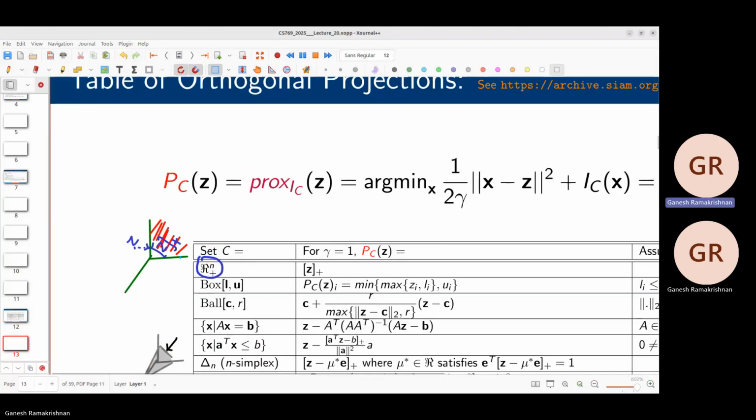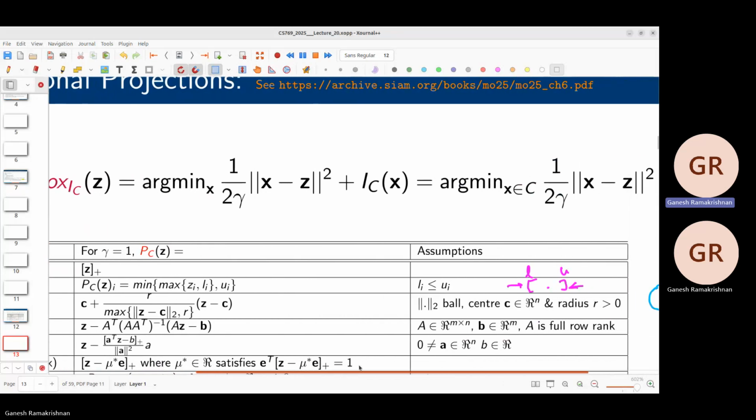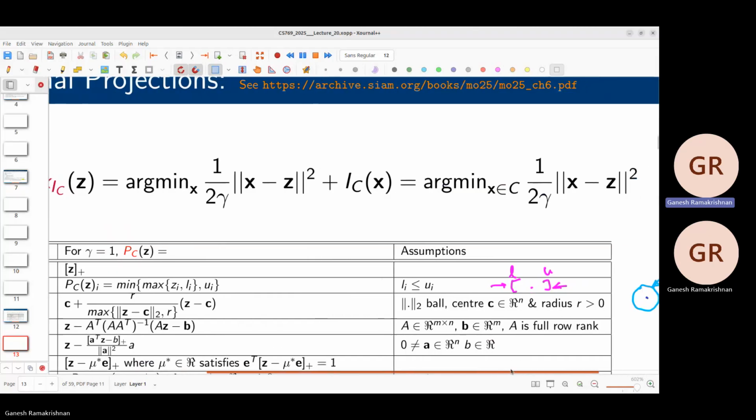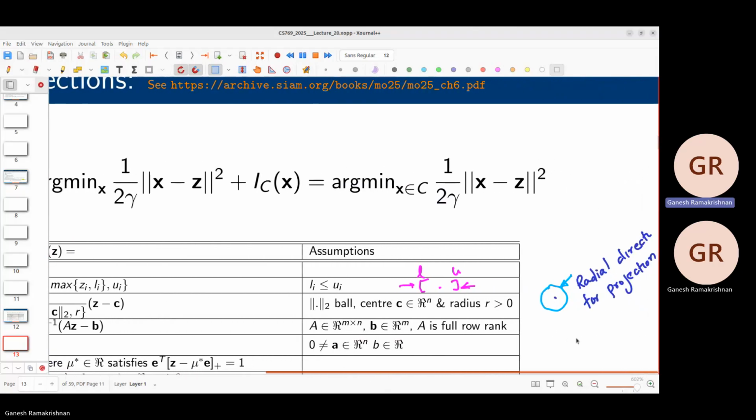Let's look at box. Box constraint is very simple again. What box is saying is the point should be between L and U. What is the intuition? If you are lower than L, clip it to L. If you are higher than U, clip it to U. Else leave it where it was. Likewise, ball CR. What would you do again? Radially project back towards C. So you'll radially project towards the center.